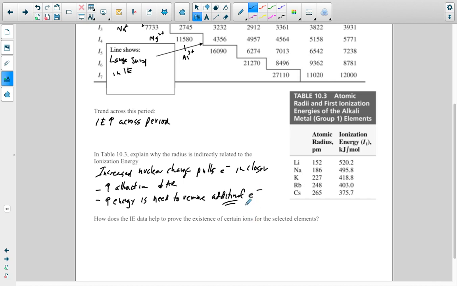Okay, so if you want to keep removing them, again the nucleus is still the same size, so it's pulling harder on fewer electrons. Okay, and then how does the data help us? Okay, large jumps in IE indicate an element has reached the noble gas core.